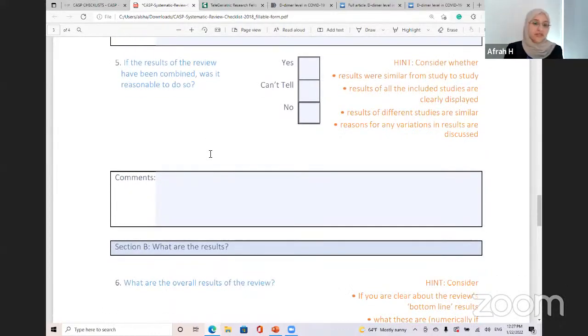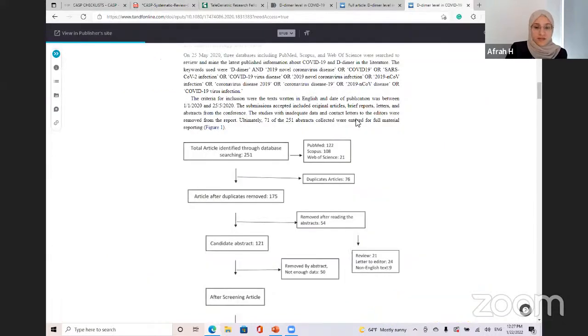Fifth question, if the results of the review have been combined, was it reasonable to do so? So consider whether results were similar from study to study. Results of all the included studies are clearly displayed. Results of different studies are similar. Reasons for any variations in results are discussed. So we will look at results.